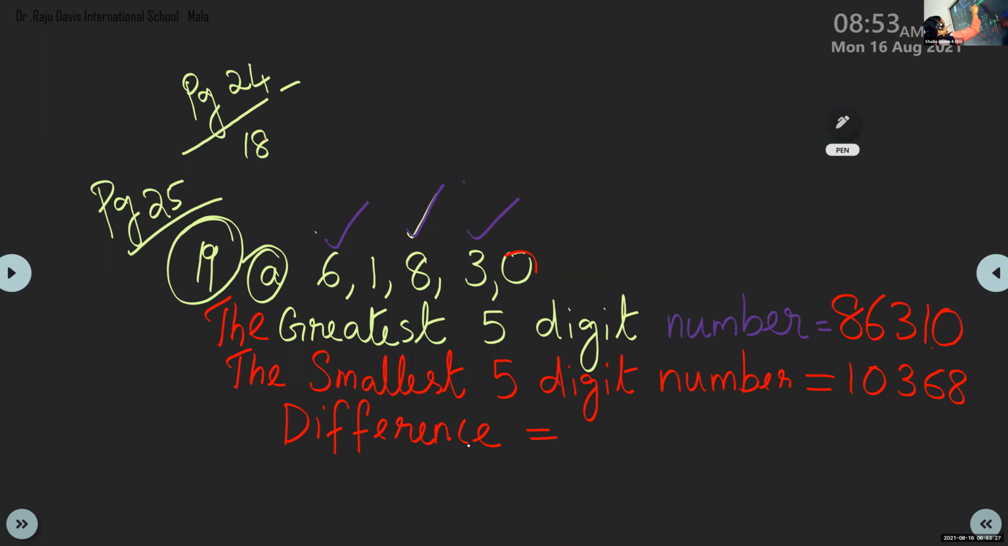Children, you can write, okay? So here, 86310 minus 10,368. So these 3 steps we had to write. First step, the greatest 5-digit number that can be formed using these digits. Then the second step, the smallest 5-digit number that we can make using these digits. And the last step, the difference. Difference means what do you have to do, children? Subtract. Yes, subtract and find out the answer.